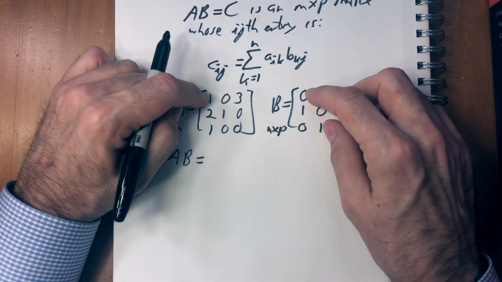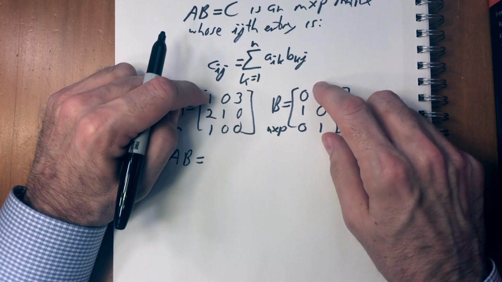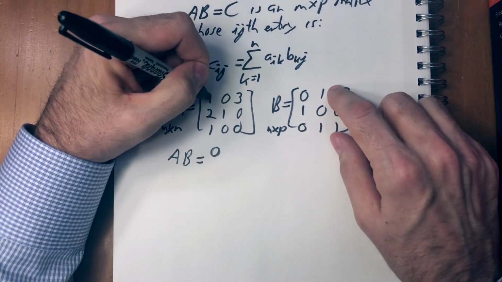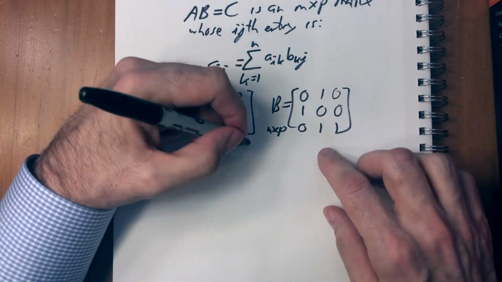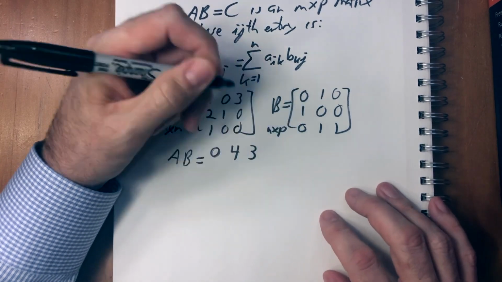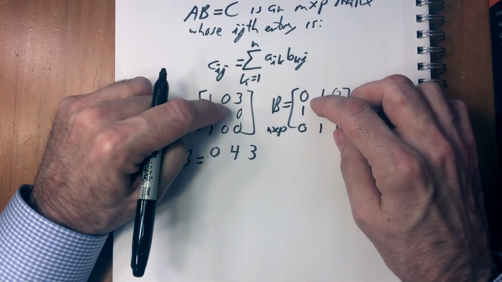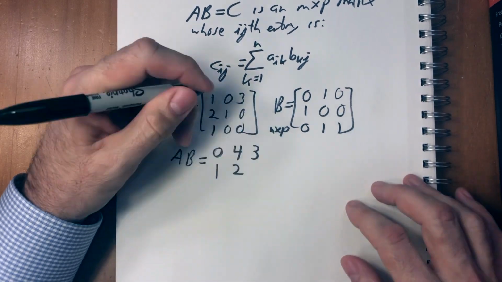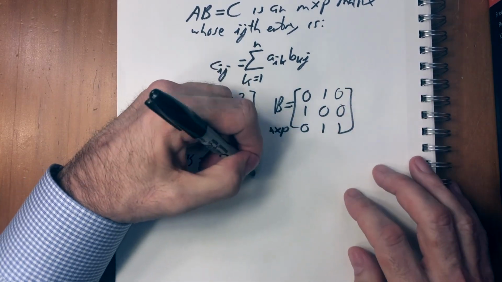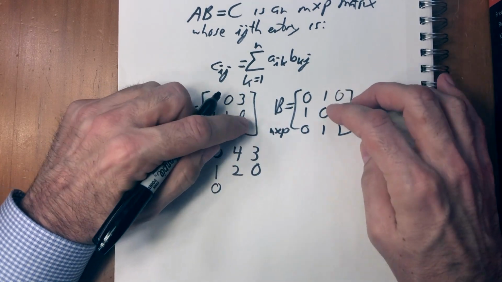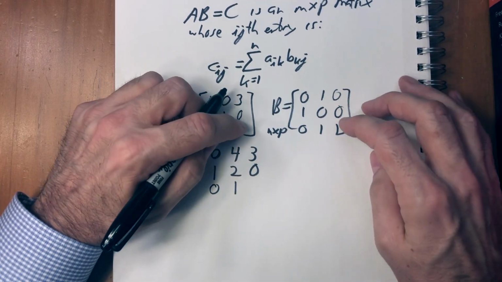So for each entry, we have to take the dot product of each one of these. So it's 0, 0, 0, and then the next one over, 1, 0, 3, so that's 4, and then 0, 0, 3. Now the second one down, 0, 1, 0 is 1, 2, 0, 0, 2, 0, 0, 0, and then 0, 0, 0, 1, 0, 0, and 0, 0, 0.